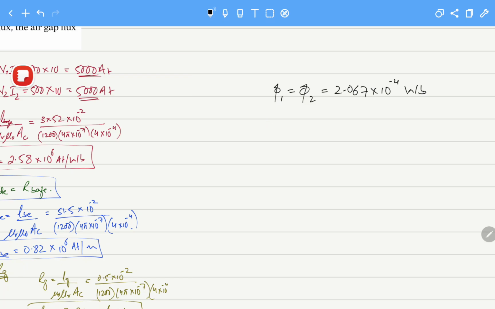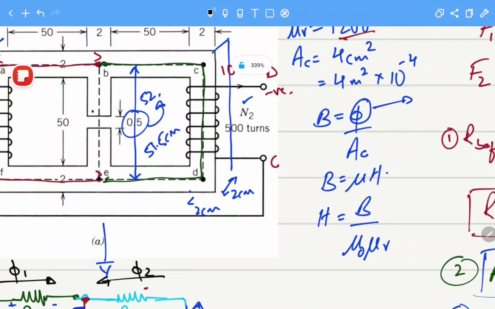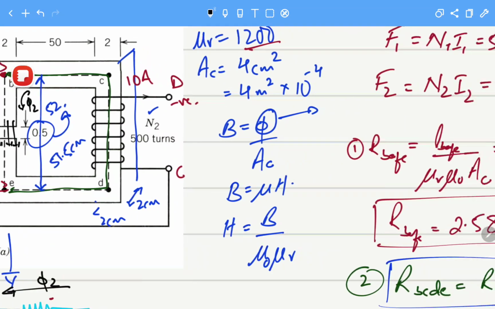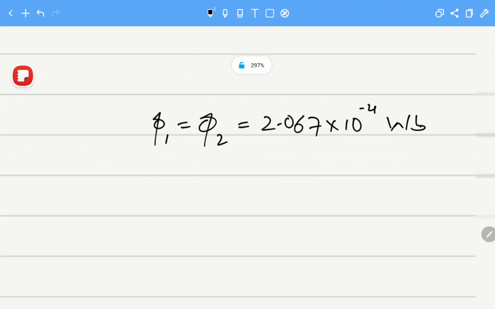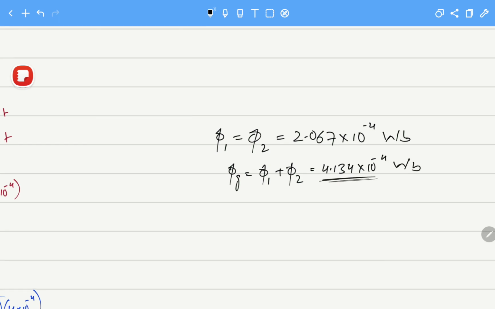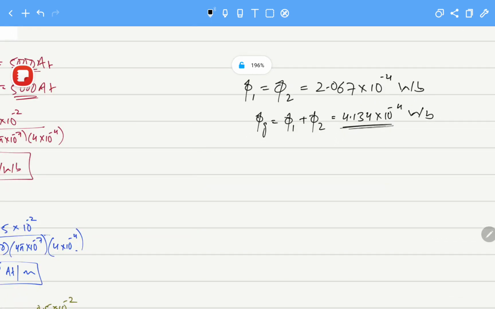So the total flux that I told you before, the total flux that is passing through the air gap, is equal to flux 1 plus flux 2, and that is equal to 4.134 into 10 raised to power minus 4 Webers. This will be the total flux. Now, that was the first thing that was required.